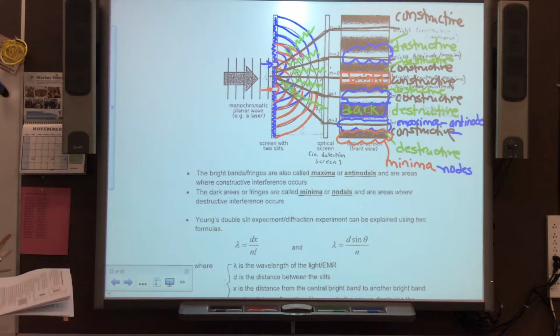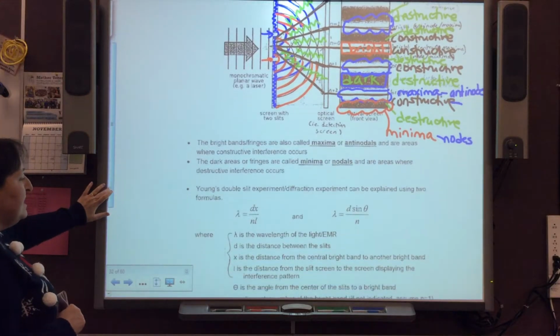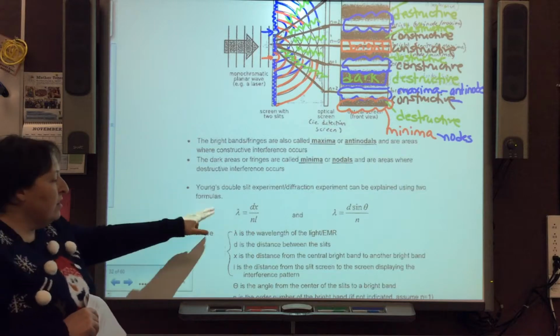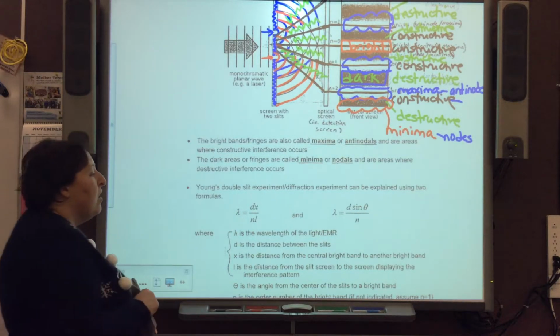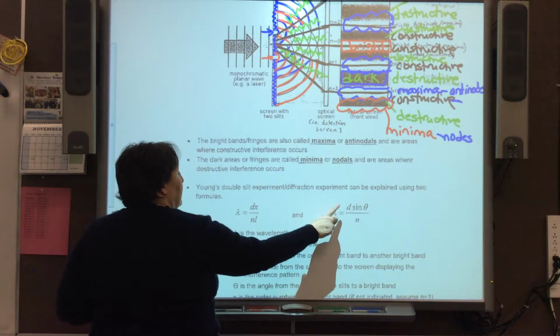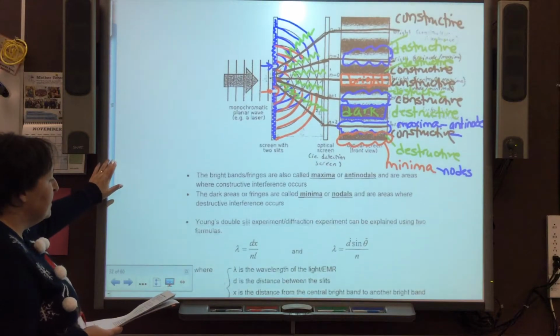So now, of course, with everything, we can apply math to mathematically figure out all different parts of information. And so when we look here, we see that we have wavelength, lambda, is equal to dx over nL, or we also have lambda is equal to d sine theta over n. Well, where do we find these things?